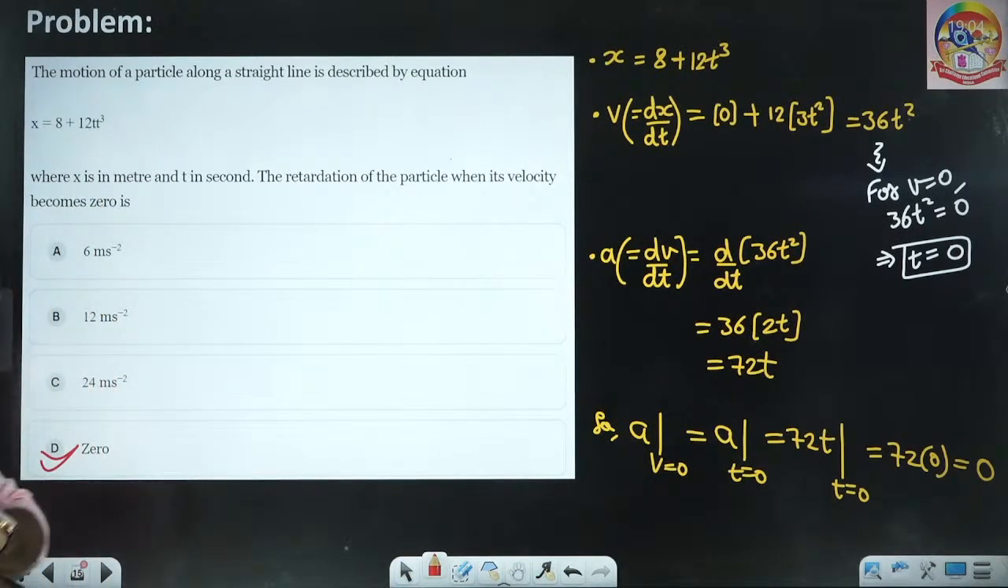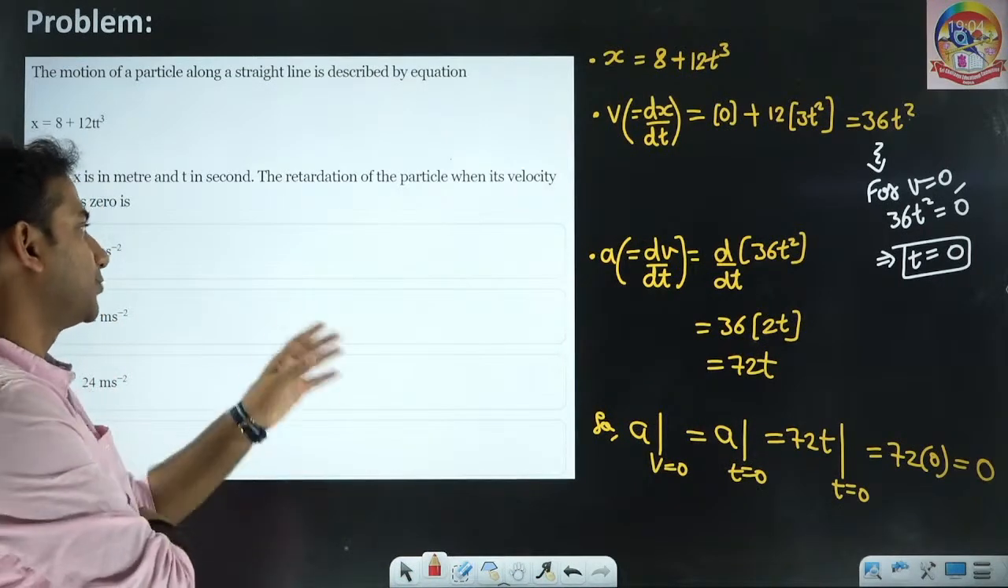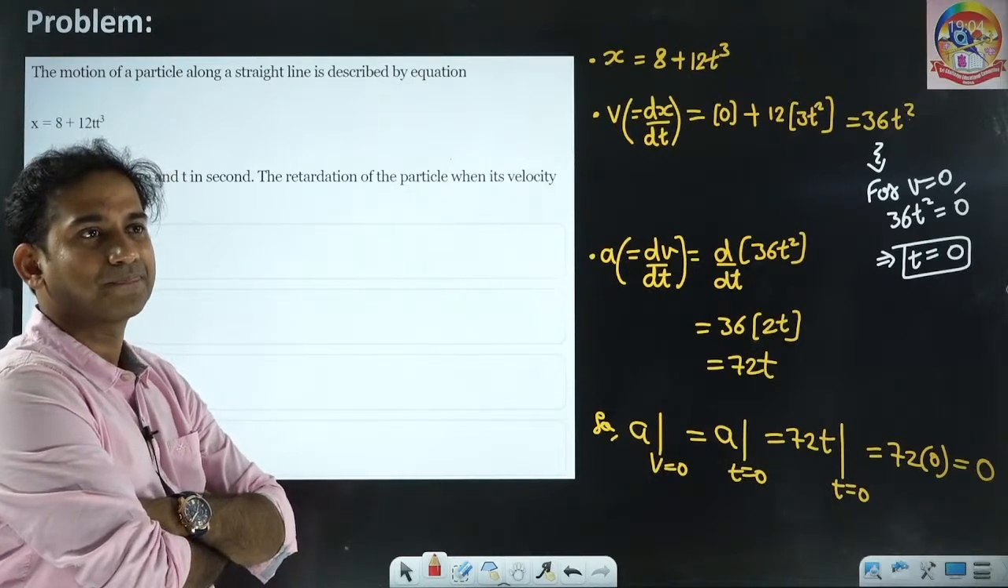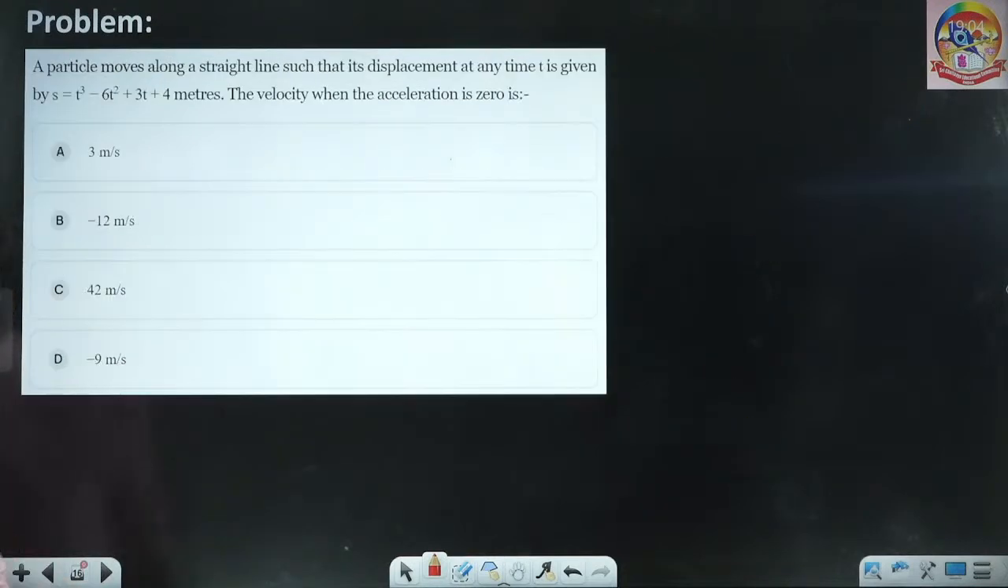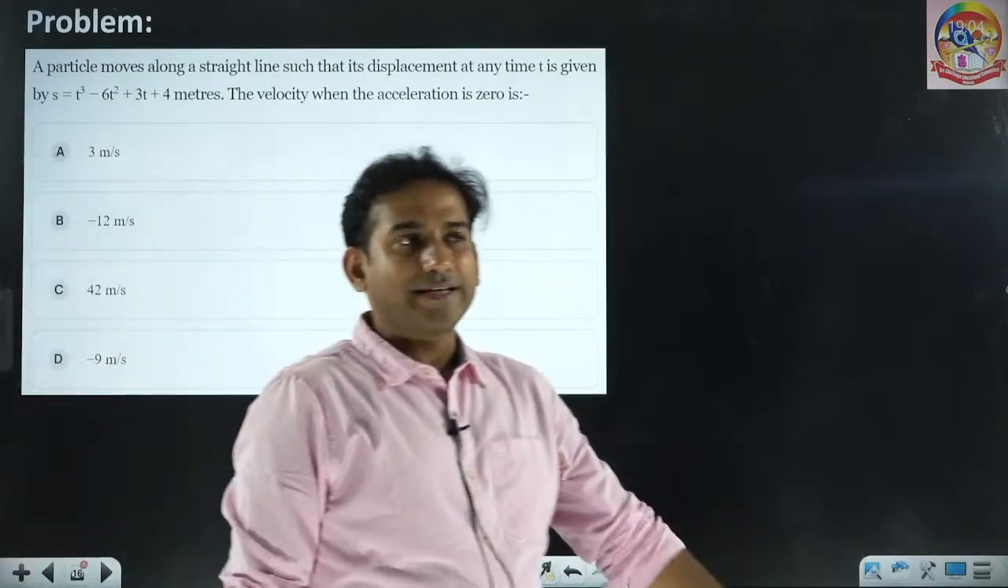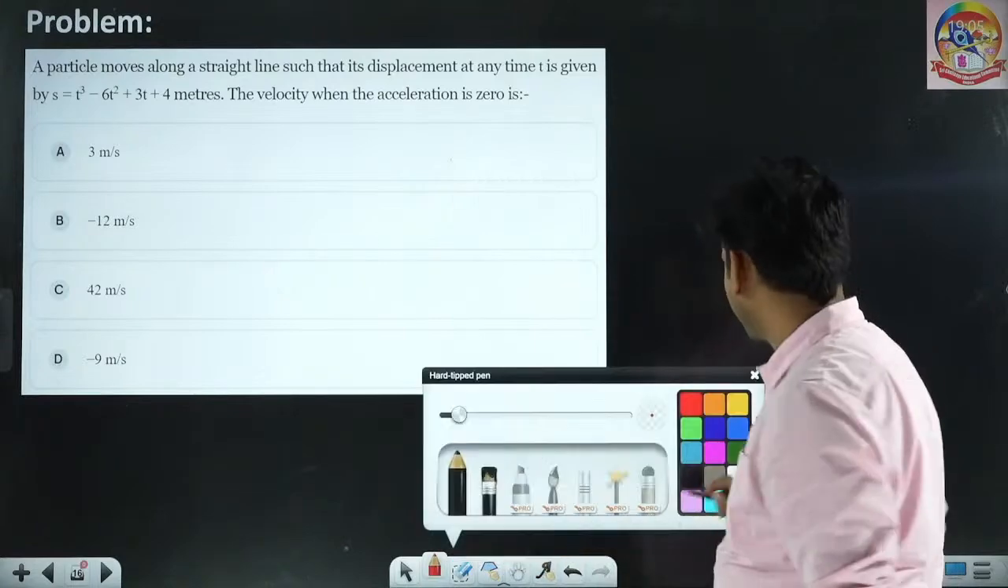And now it's time for our last problem. I hope that is clear to you. One more problem we'll do. Last problem for today's interaction. Let's try to learn something more.